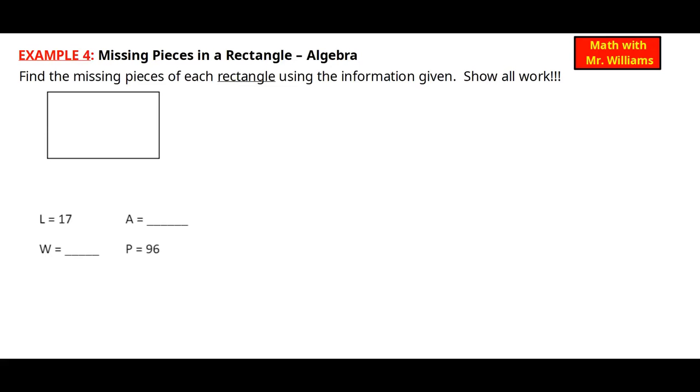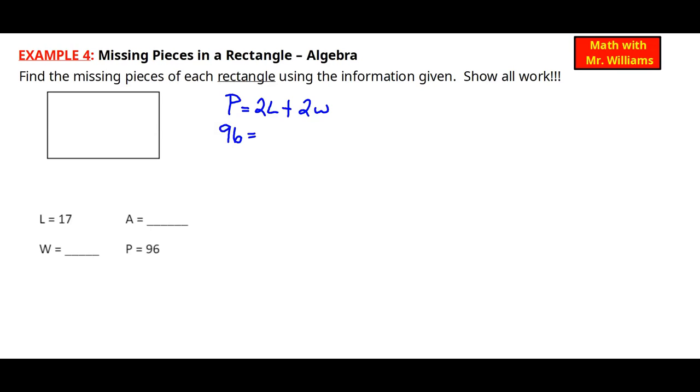Math with Mr. Williams, example 4, missing pieces in a rectangle, algebra. Find the missing pieces of each rectangle using the information given. Show all your work. So here they give us a rectangle. We know the length is 17, and the width is what we're looking for. We're looking for the area, and they gave us the perimeter. Let's start off with our perimeter formula. Perimeter equals 2 times the length plus 2 times the width. We know the perimeter is 96.